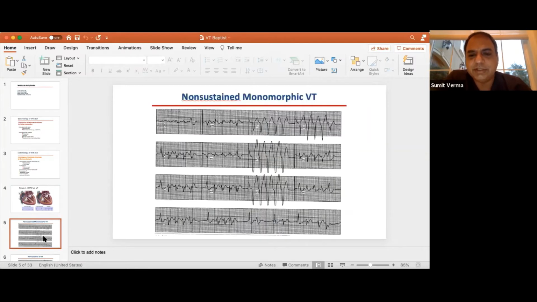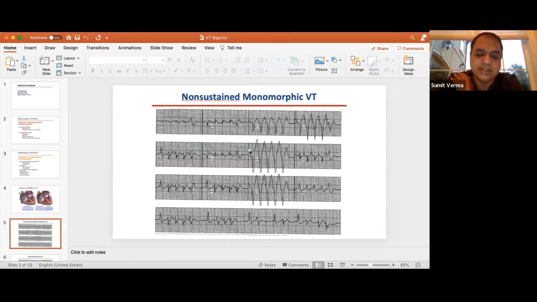Just a few morphologies. So this would be a non-sustained monomorphic ventricular tachycardia. They are short salvos and they look very similar. And so that's monomorphic. The first thing you should always look at is what does it look like in V1? V1 is usually the most telling of the EKG leads.